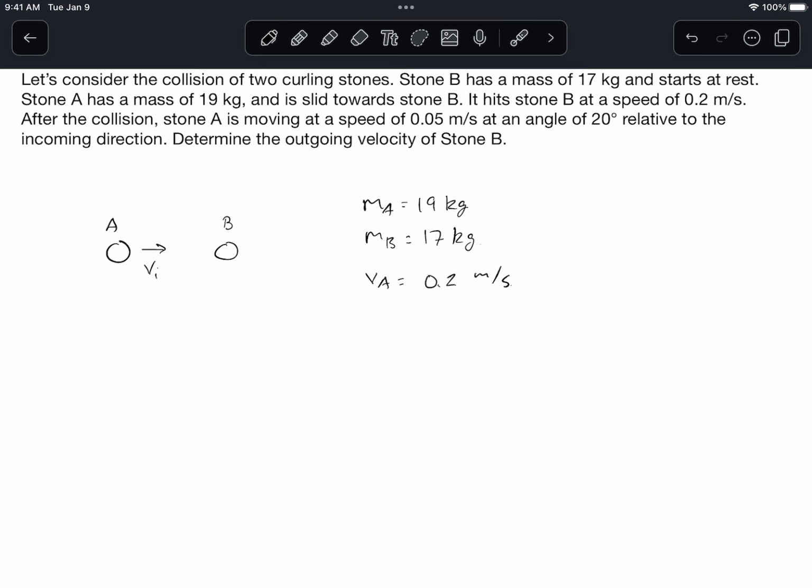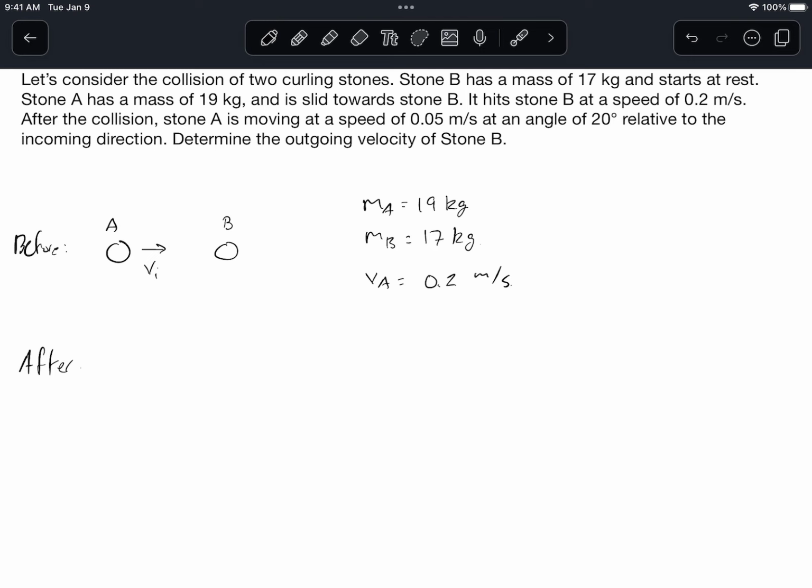Okay, and so what happens next is that stone A hits stone B, and after the collision, stone A is moving at a speed of 0.05 meters per second at an angle of 20 degrees relative to the incoming direction. So this picture here is before the collision, and then here's a picture after the collision.